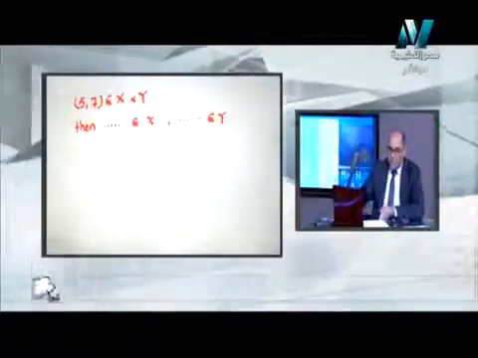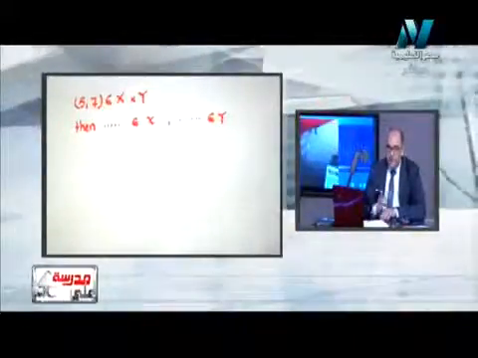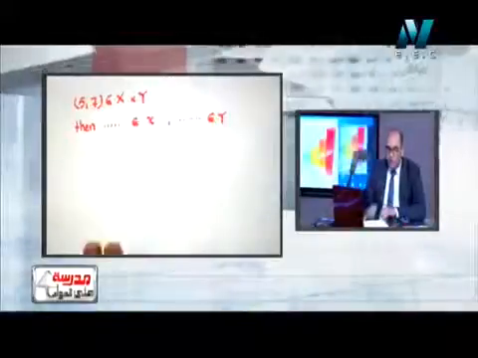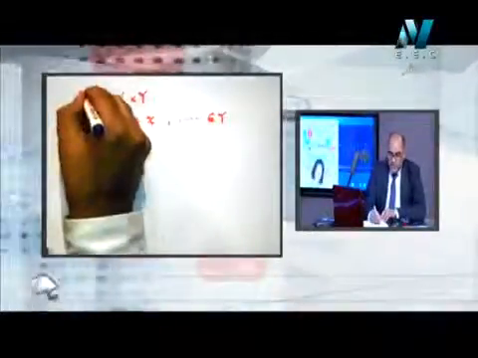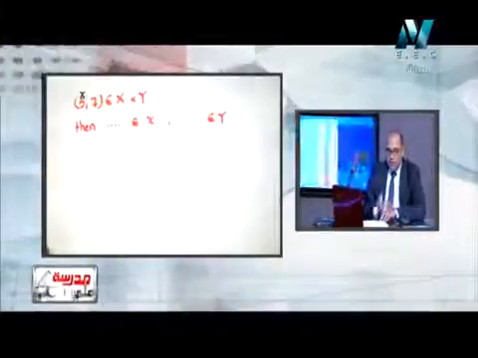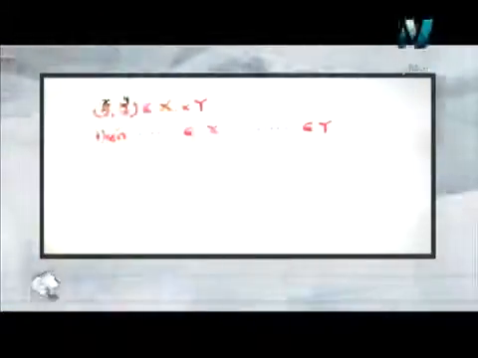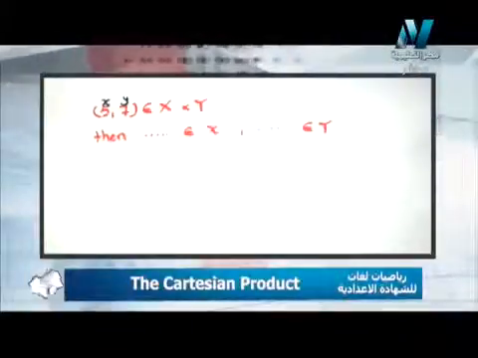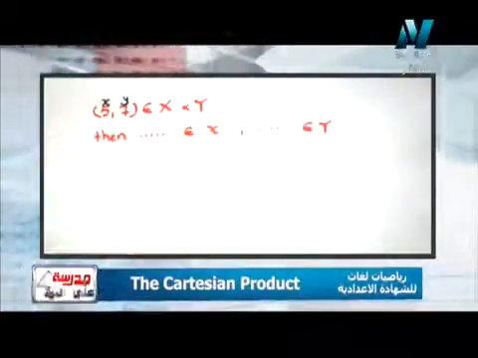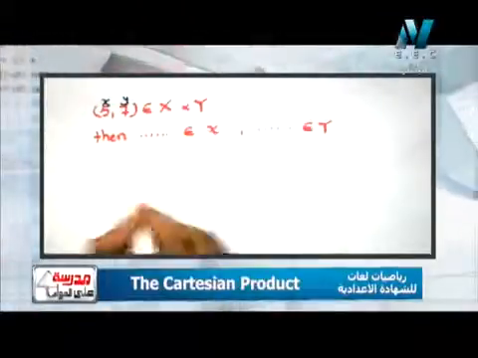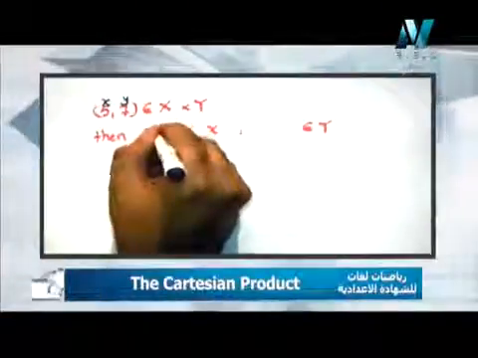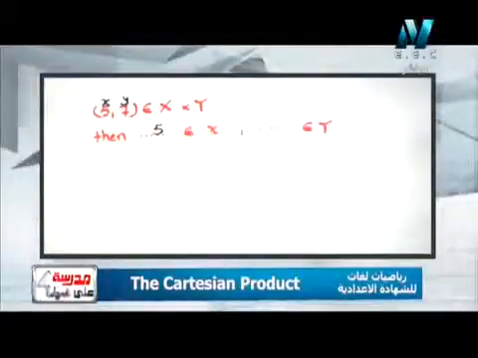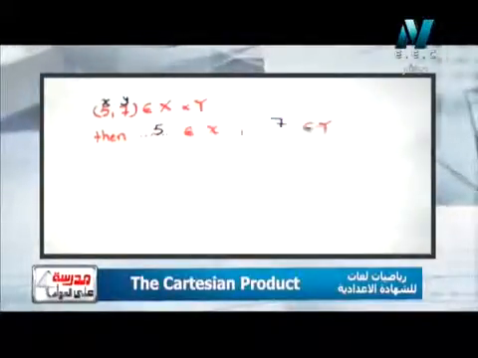Here we have an ordered pair, which has two numbers. The first number always represents X, so you can put here X, and the second number represents Y, so you can put here Y. The first number is called the first projection and always belongs to X. The second number belongs to Y. So we can say 5 belongs to the set of X, and 7 belongs to the set of Y.